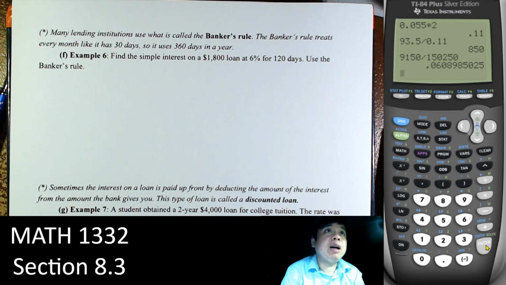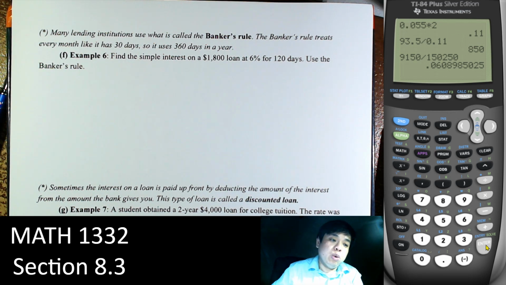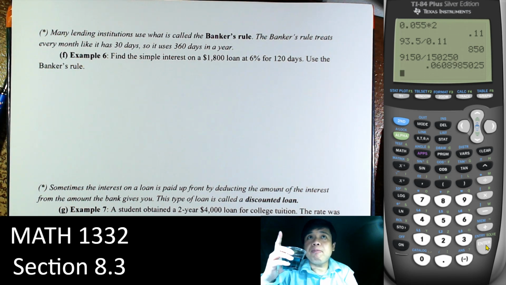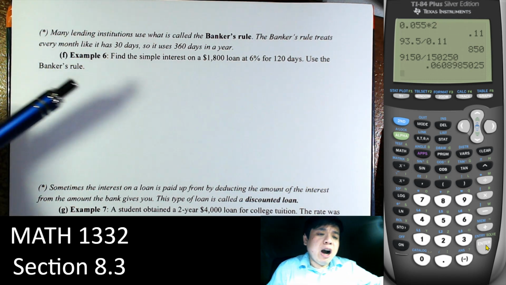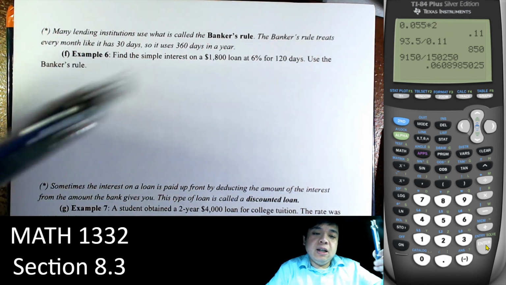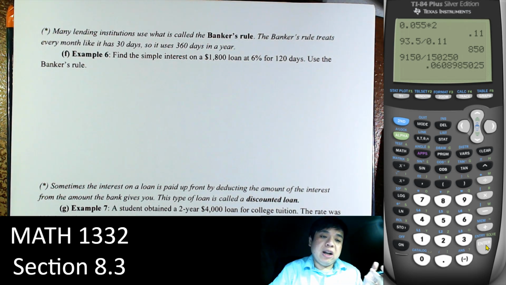Right. So number one, many lending institutions use what is called the banker's rule. The rule treats every month as having 30 days, so we have 360 days in a year. Right. That sounds good and all with easy calculation, but is that good for us? I mean, from the consumer perspective, if we are the one to borrow money, is that good for us? Right. Take a look. Find the simple interest for that loan at 6% for 120 days. Use the banker's rule.